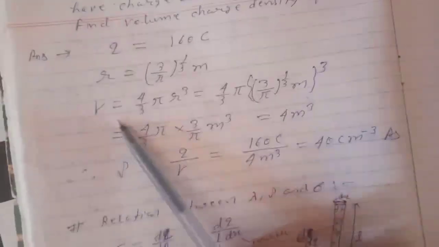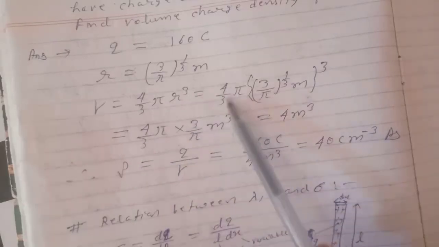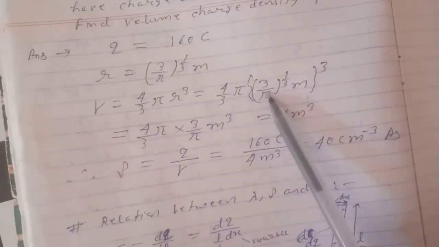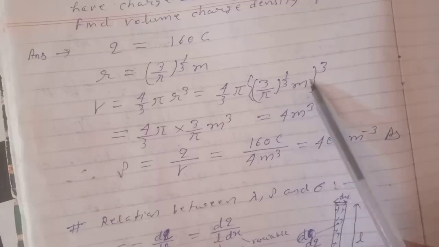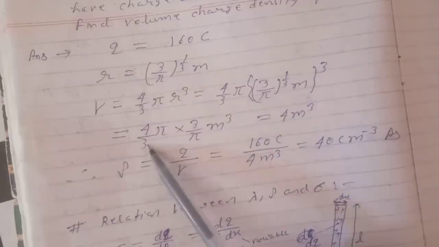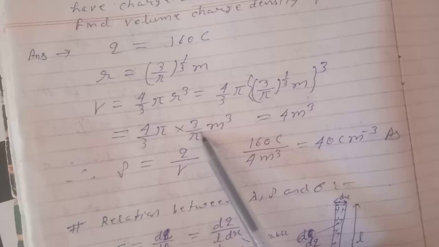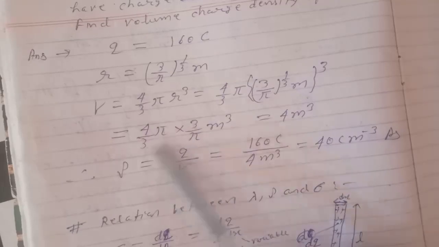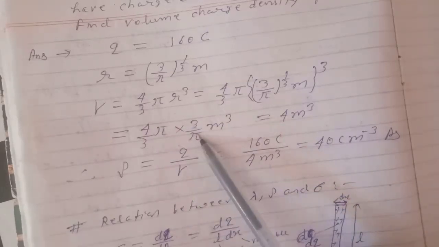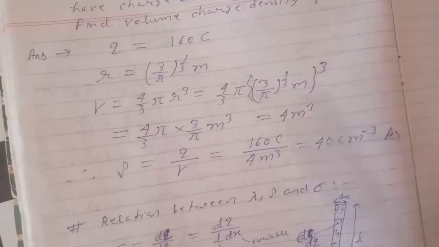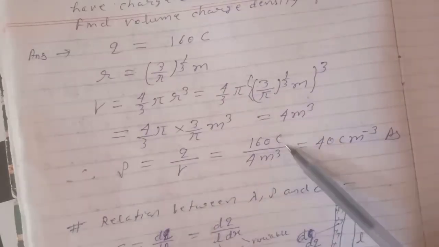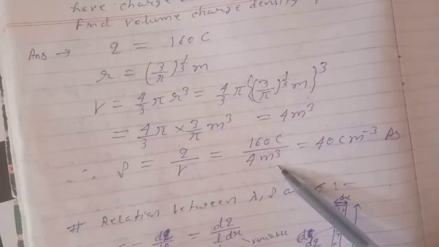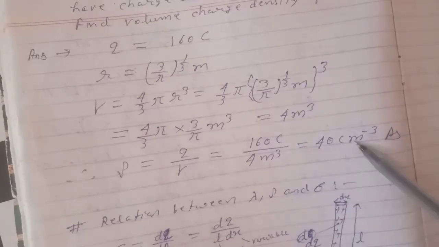So we have volume V equal to 4 by 3 pi R cube. So 4 by 3 pi 3 by pi to the power 1 by 3 meter to the cube. So 4 by 3 pi into 3 by pi meter cube, because this power will cancel this. So 3 by pi, now 3 and 5 pi will cancel, and we have 4 meter cube. Hence rho equal to Q by V, 160 coulomb by 4 meter cube, and 40 coulomb per meter cube. Answer.